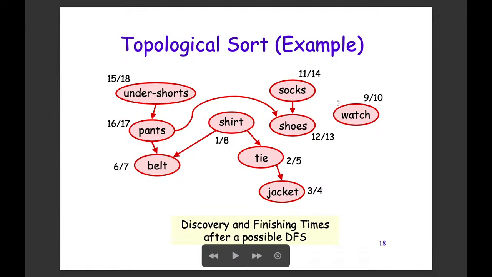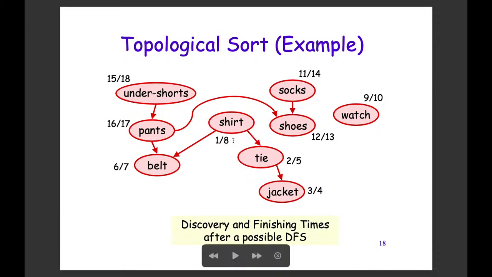So we run DFS, for instance from shirt. Time 1, time 2, time 3, and then we go back, time 4, time 5. Here we still do not finish because there's still an arrow, so time 6, time 7, time 8. Then at time 9 we are here, time 10 here, and then 11, 12, 13, 14. So we are done. 15, 16, 17, 18. So we are done. This is one example of the topological sort.